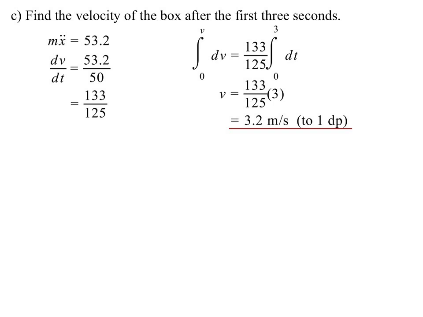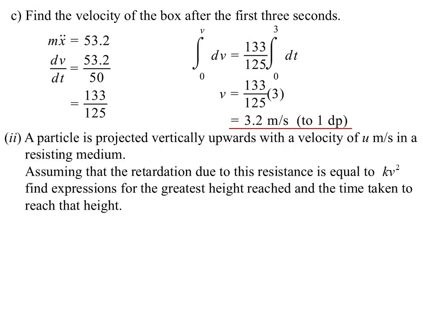That's a simple little one there, 133 on 125 times 3, so 3.2 meters per second. A particle is projected upwards and it's got some sort of resistance, so it's in a resisting medium. Assuming that the retardation due to this resistance, retardation is a force, is equal to kV squared. My resultant force, I'm defining that to be up.